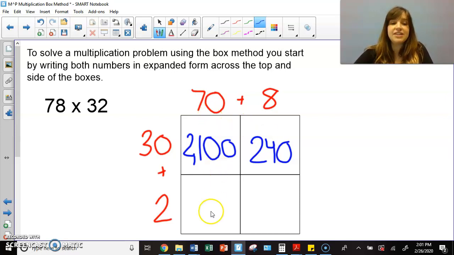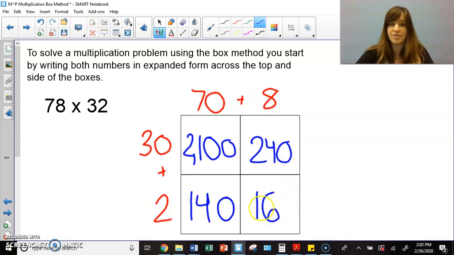Coming down to the bottom row, looking at these boxes, I'm going to multiply 70 times 2. So I have the 7 in the tens place, and I have the 2 in the ones place. So I'm going to multiply 7 times 2, which is 14. I don't have any zeros after my 2, but I do have a 0 after my 7. So I'm going to put that 0 right there, which is going to equal 140. Now in this corner, I'm going to multiply 8 times 2 because I'm going directly above and directly to the left. So 8 times 2 is 16. There are no zeros after my 8 or my 2, so I don't need to add any zeros here.